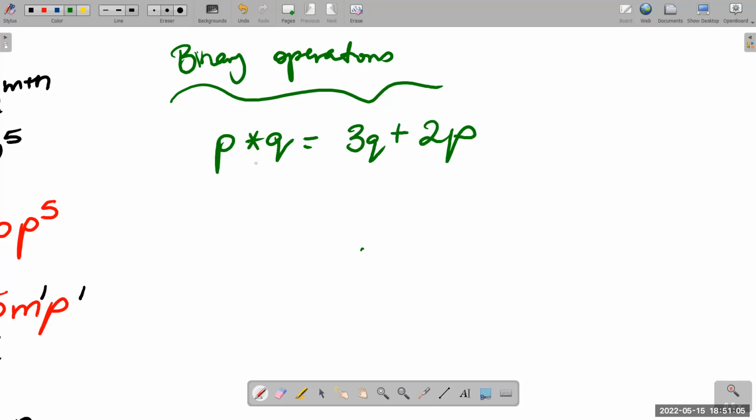What do we realize here? P always represents the first number and Q always represents the second number. And look at what the instruction said to do with those numbers. You multiply the second number by 3 and you add it to 2 times the first number. So this is a trick question for everybody. Find, I just want the answer.